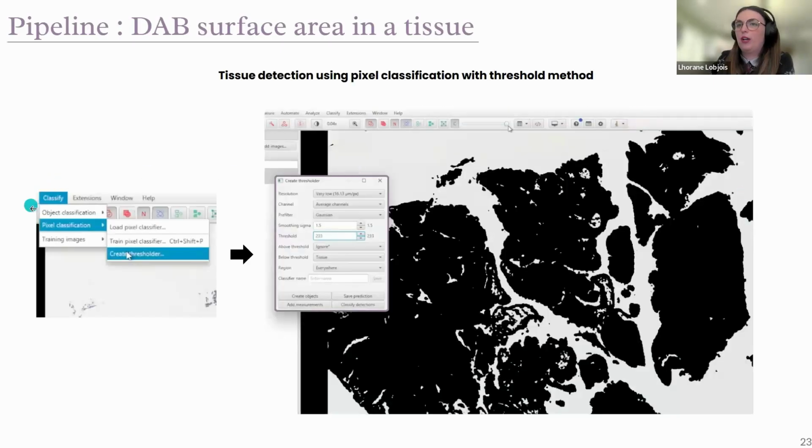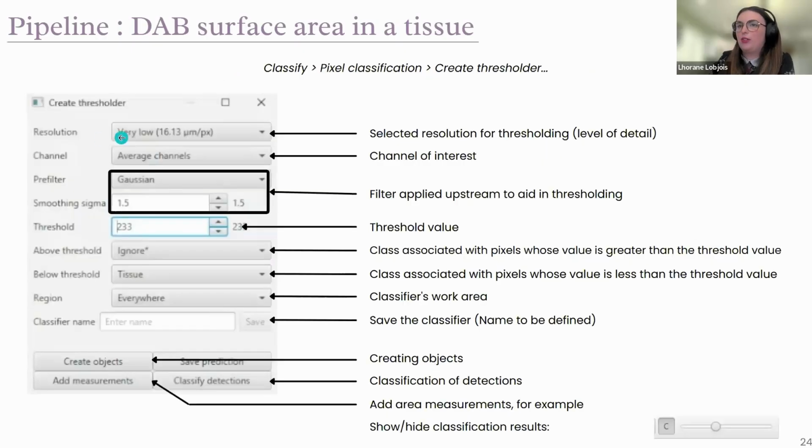So on QuPath, you have the classify, pixel classification, and create thresholder. This window will appear, and you have a lot of settings to do. So this is a result, but it's better to understand what I put here. That's why I put it in bigger, but sorry, it's not too sharp, but okay.